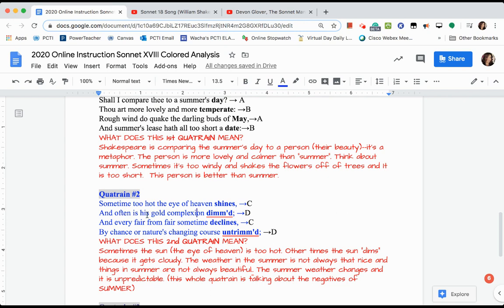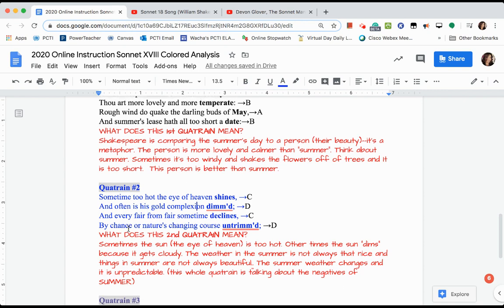Still talking about the sun. Now, sometimes it's really hot, but sometimes it gets dimmed. What dims the sun? Clouds, okay? So sometimes the clouds cover the sun and you don't get any sun. That happens. Sometimes there's rain and whatnot, okay?